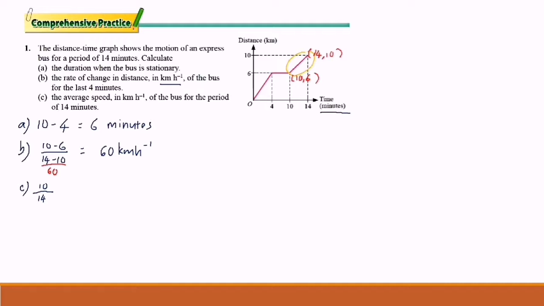And because the unit is kilometer per hour, 14 must be divided by 60. So the answer is 42.86 km per hour.